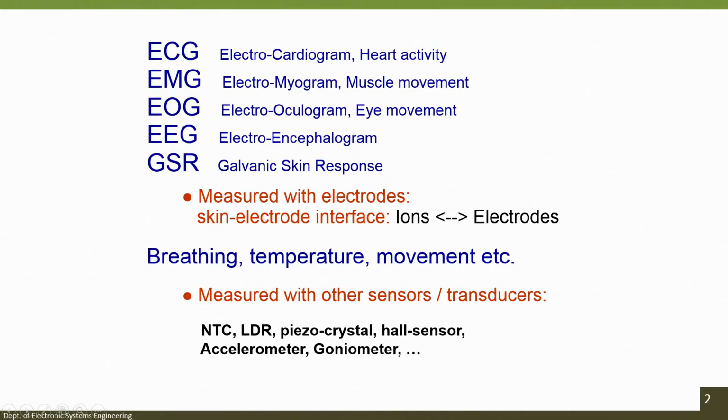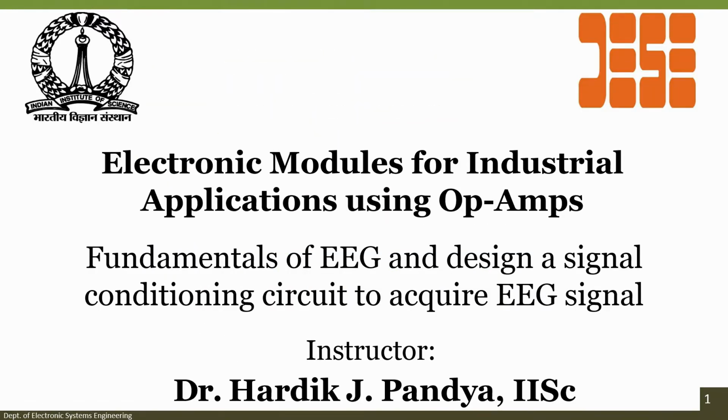Welcome to this module. What we are discussing in this module is very interesting. We want to understand different signals starting from ECG. We want to understand what kind of biopotentials there are, particularly when we talk about ECG, EMG, and EEG, and then we will focus on the fundamentals of EEG and how we can design a signal conditioning circuit to acquire the EEG signal.